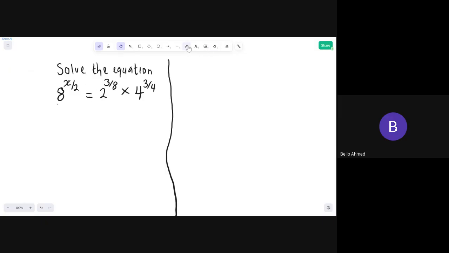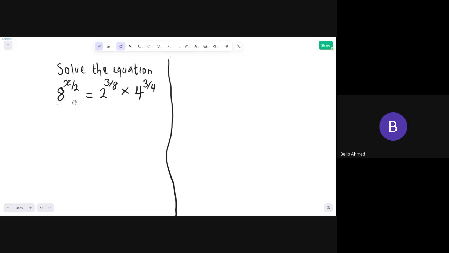So now, you know that this is an equation involving indices. So your goal is to make sure that the bases on either side of the equation are equal. So what am I going to do? We know that we can achieve that by just breaking down. So any base that is not a prime number, I will break it down.